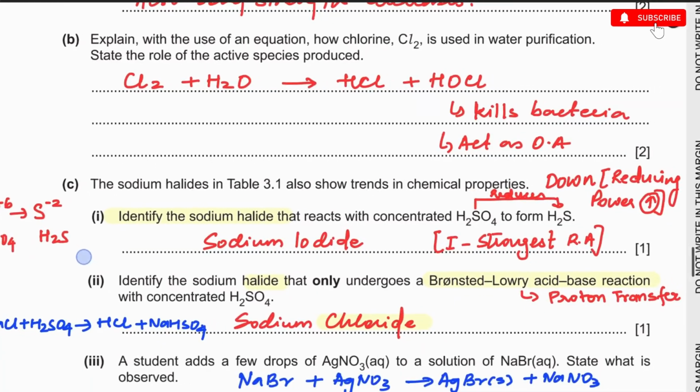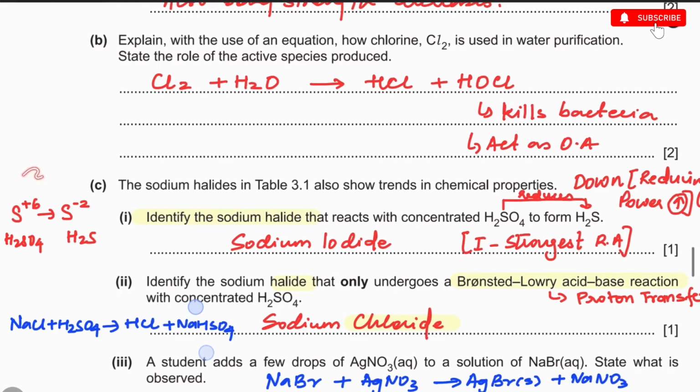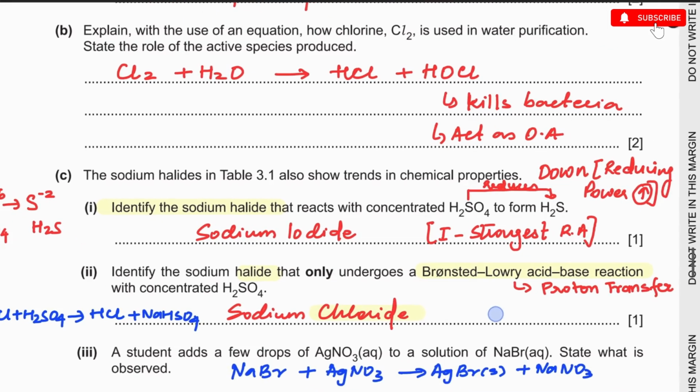For C1, the sodium halides also show trends in chemical properties. Identify the sodium halide that reacts with concentrated H2SO4 to form H2S. Now, when H2SO4 turns into H2S, that means reduction is taking place. How does it reduce? If you look at the sulfur, its oxidation number is +6. It's going from +6 to -2, so it has been getting reduced.